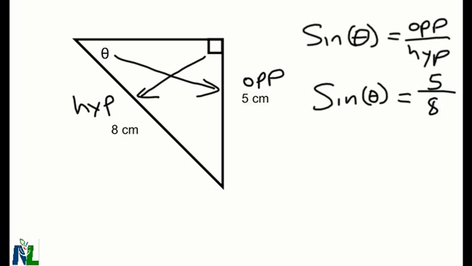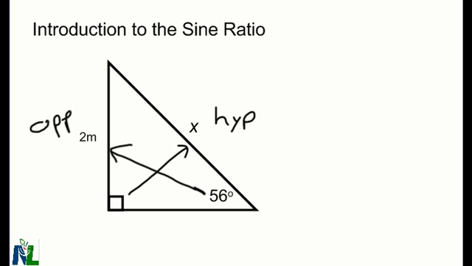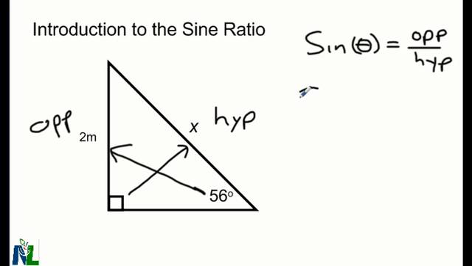Going back to our very first triangle, if we look at the sine ratio, sine of the angle is equal to the opposite side divided by the hypotenuse. Or sine of the reference angle, which is given to be 56 degrees, is equal to the opposite side, which is 2, divided by the hypotenuse, which is x. And that is a brief introduction to the sine ratio.